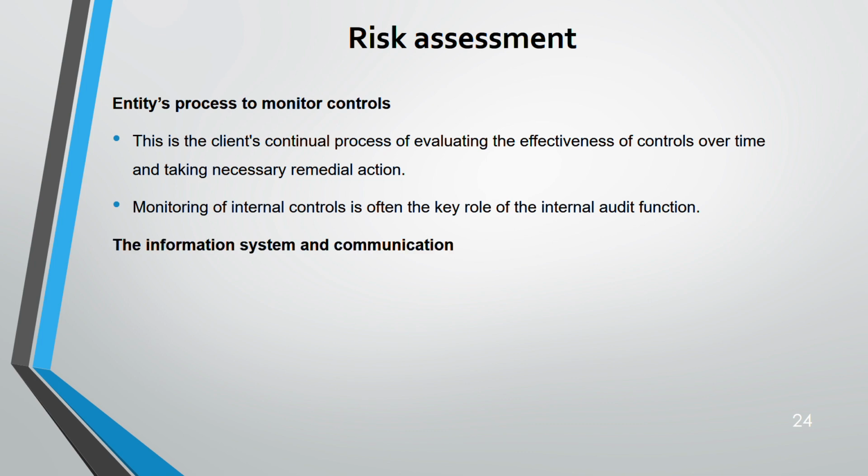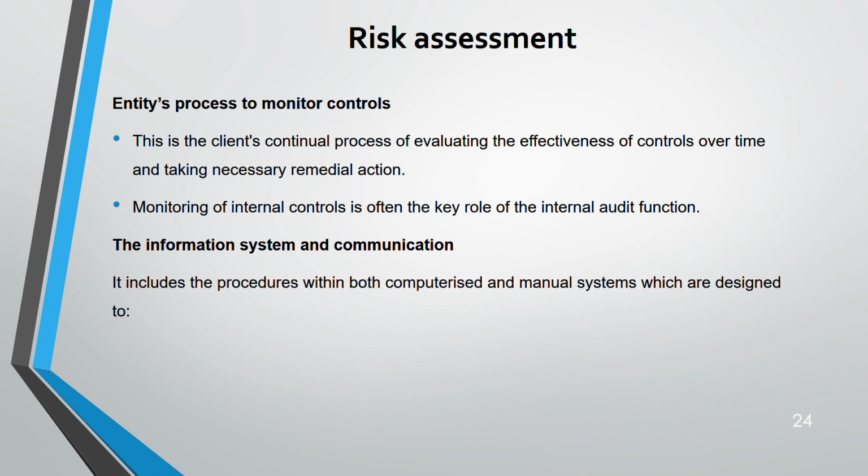Do we have an internal auditor to monitor the internal control? You have to see. Then information system and communication. Remember, this procedure is applicable for both manual systems as well as computerized systems. For example, how transactions are initiated, recorded, processed, and then reported. It follows this order: it needs to be initiated first, then recorded, then processed, then reported.